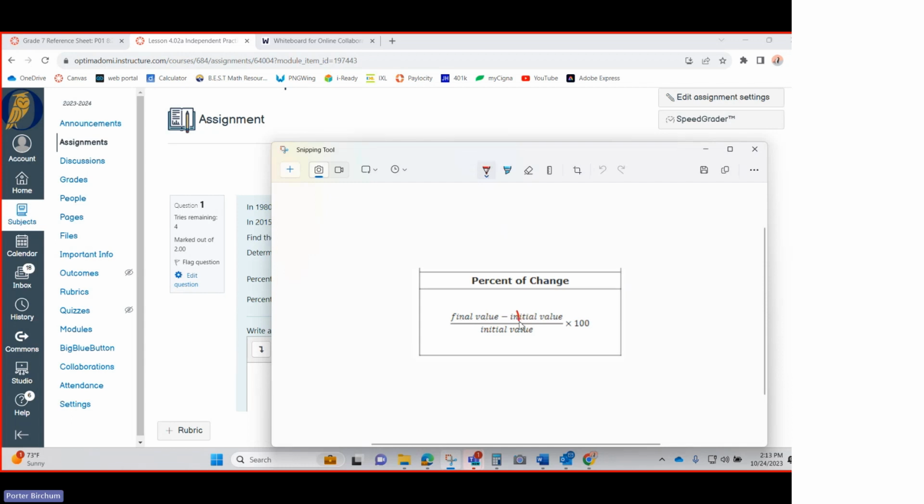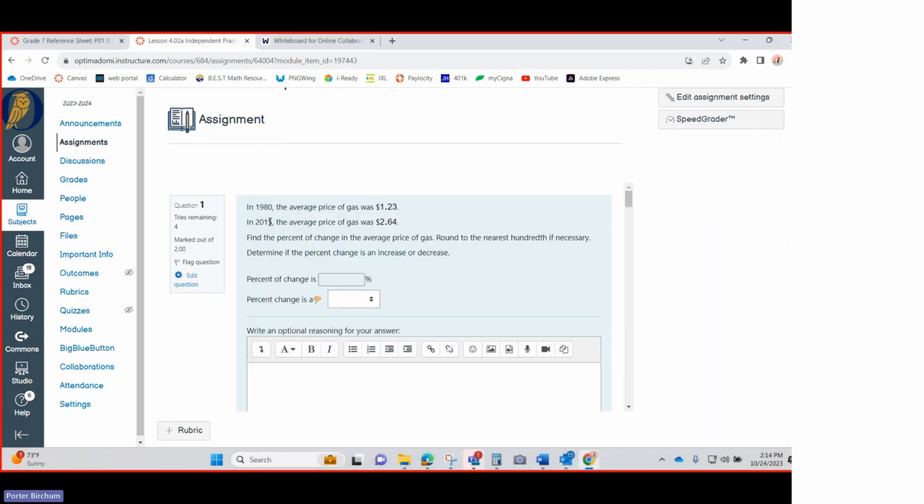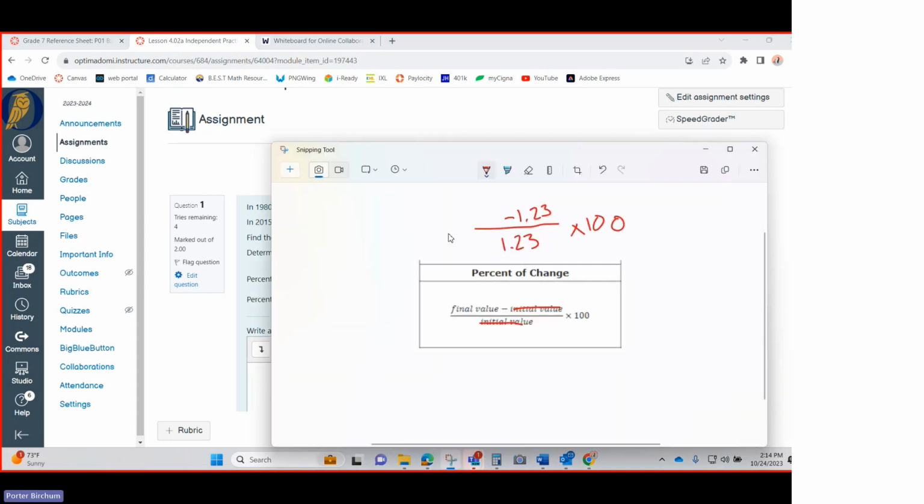Initial value is 1.23. Notice how I'm replacing the initial value with the number. That was kind of cluttered, so I'm not going to write it like that. 1.23, minus something, over 1.23, times 100. Okay, my initial value, I've got both those. Check, check. Now I need the final value, which is the end of the story, 2.64. That's the end of my story, my final value.